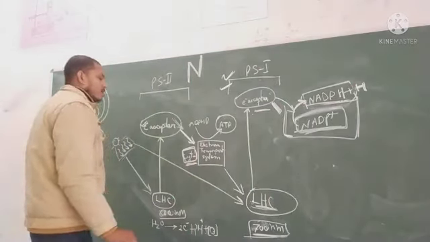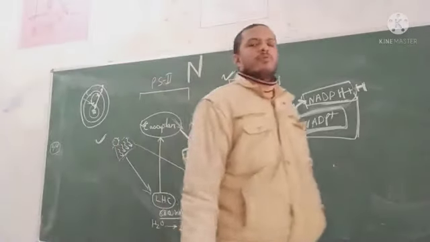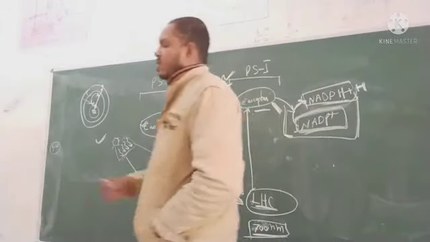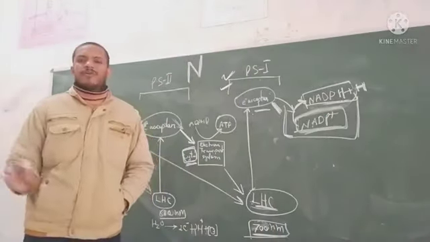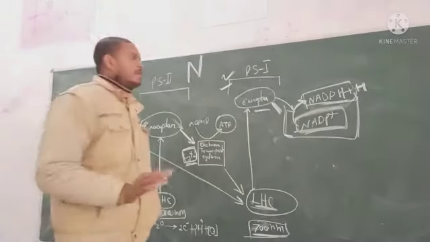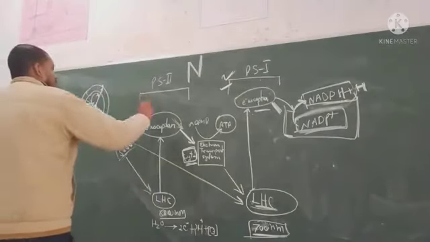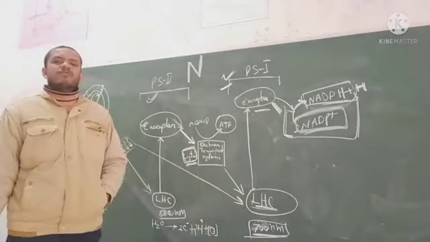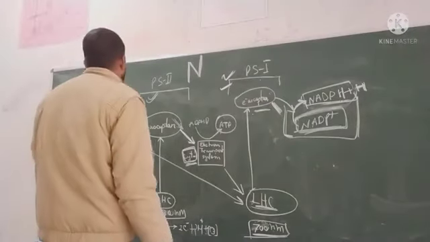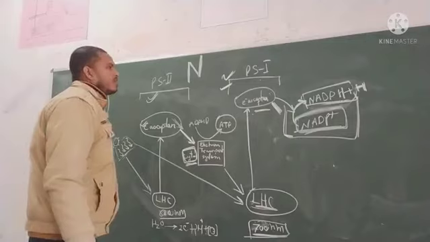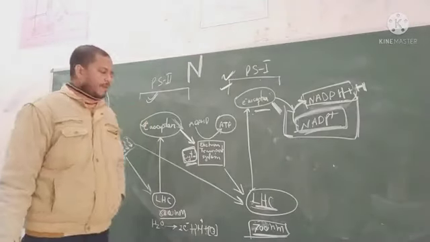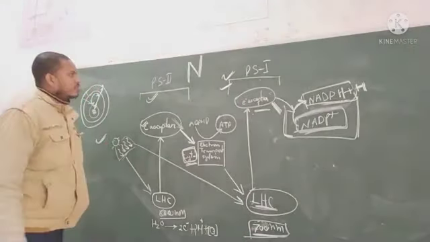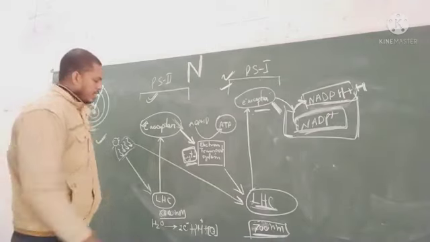Plus there is one more thing: when we talk about chemiosmosis, the chemiosmotic hypothesis means a continuous supply of electrons for the formation of ATP. So photosystem 2 plays a very important role in the continuous transfer of electrons. How come? During photosynthesis, when the light energy is trapped by the photosystem 2 light harvesting complex, here what happened?